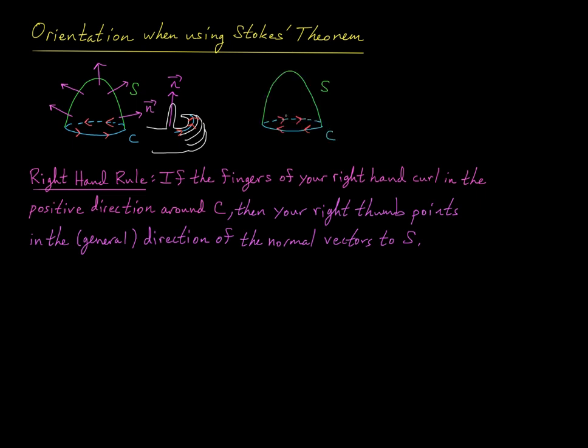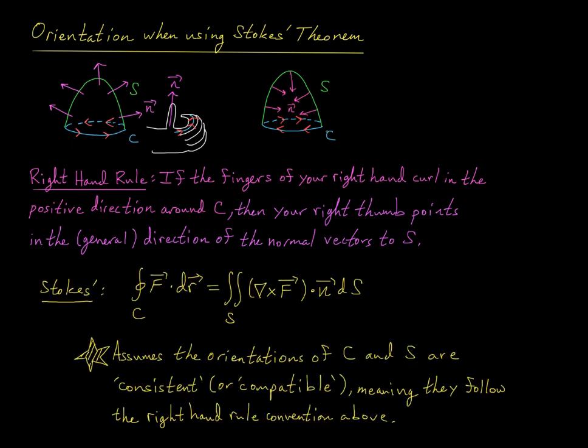Okay, so what if this is my surface and I give the boundary curve a clockwise orientation when looking down on it? Well, now if I curl my right fingers along the positive direction for C, I'm essentially going to have to be turning my thumb upside down to follow that. And now I'm going to be choosing the inward pointing normals. Okay. So in this case, these orientations would be compatible.